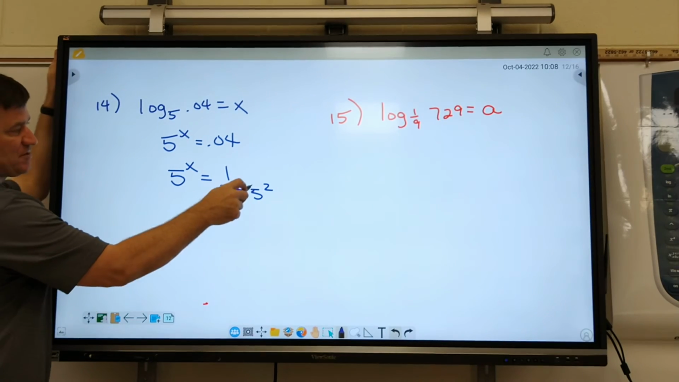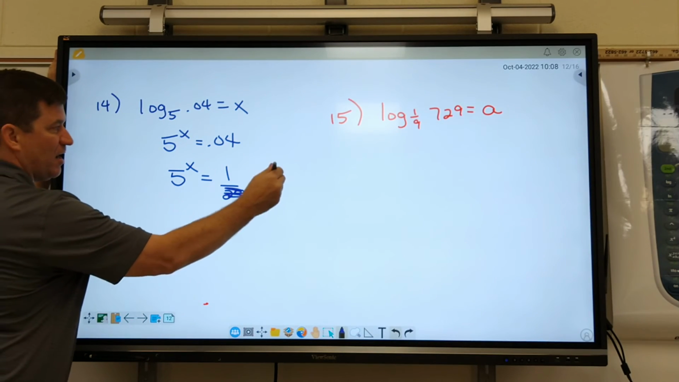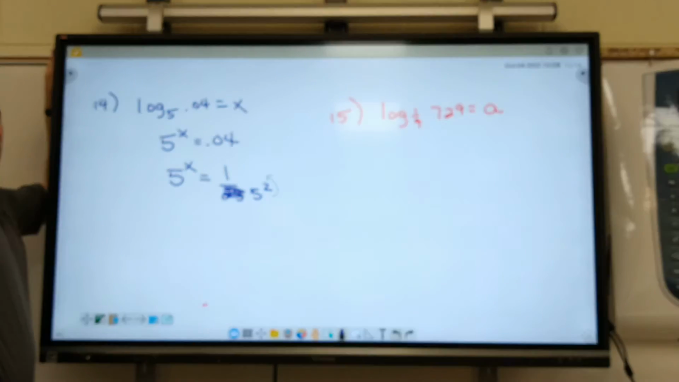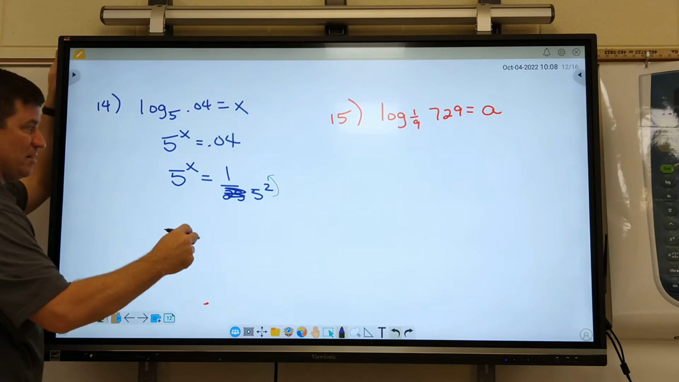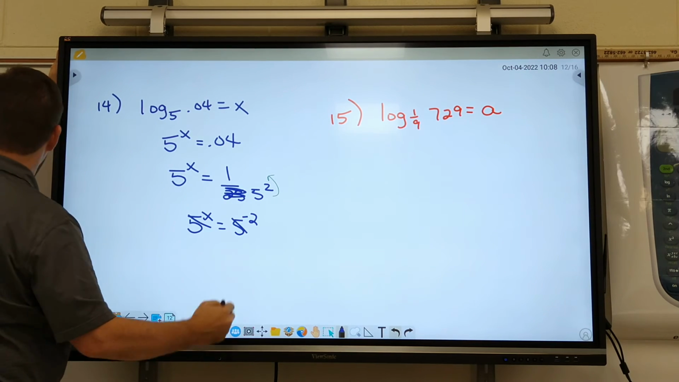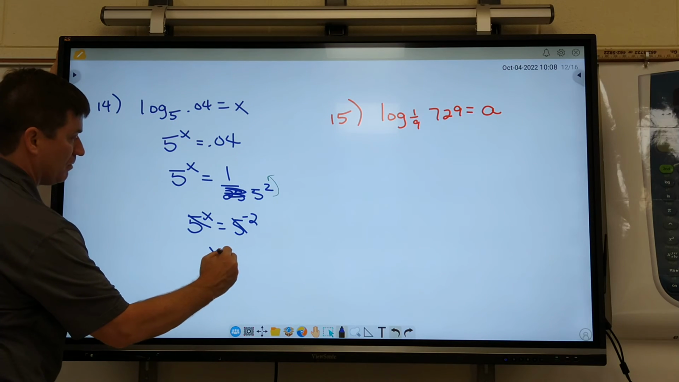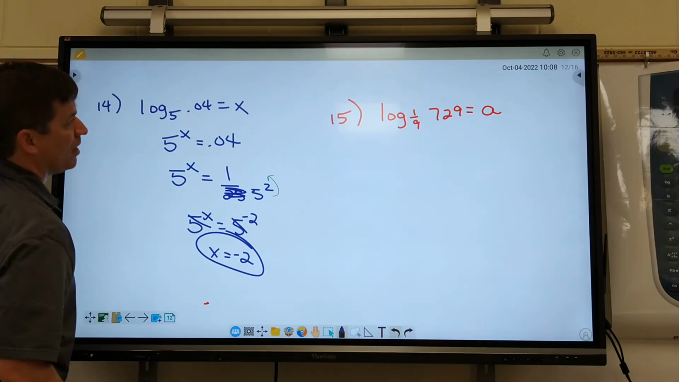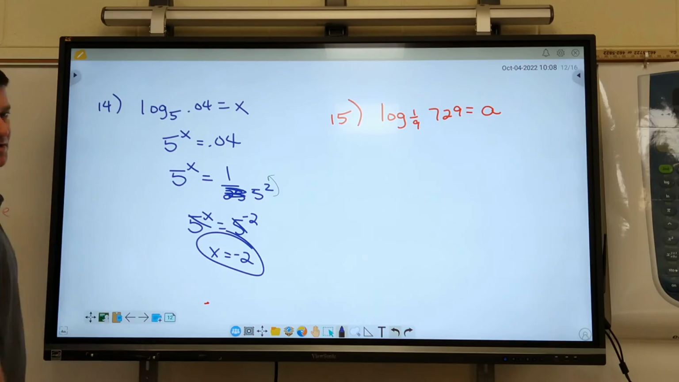Now, what happens to 5 squared when I move it from the bottom up to the top? Oh, no. You make it 5 to the negative 2. Remember that? So I got 5 to the x equals 5 to the negative 2. Answer's negative 2. All right, you guys try number 15 by yourself.